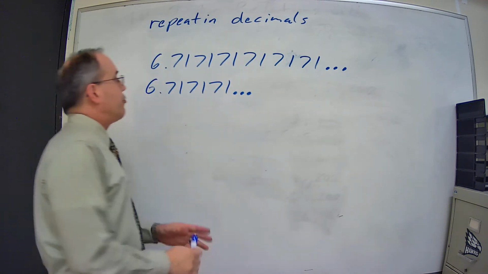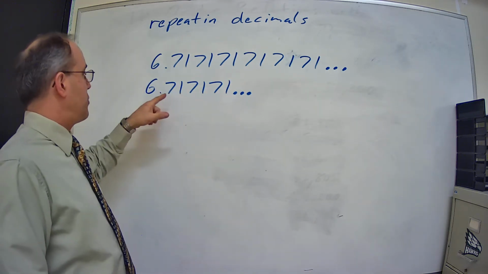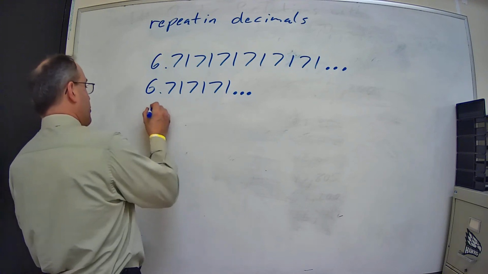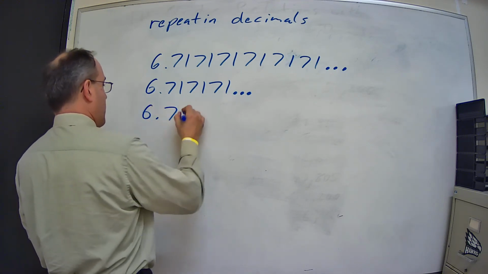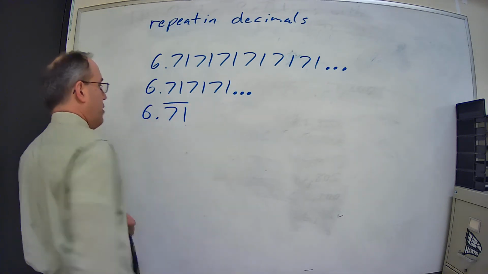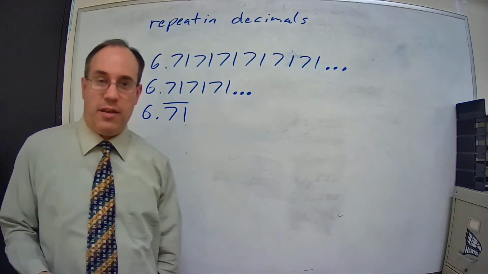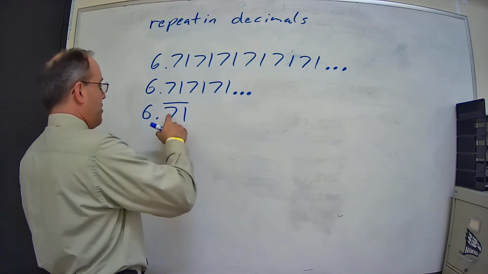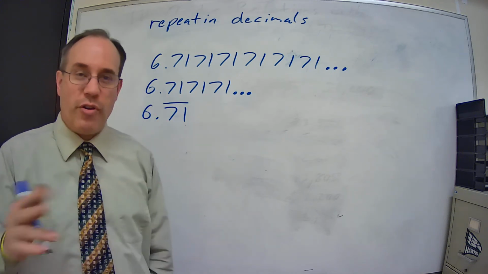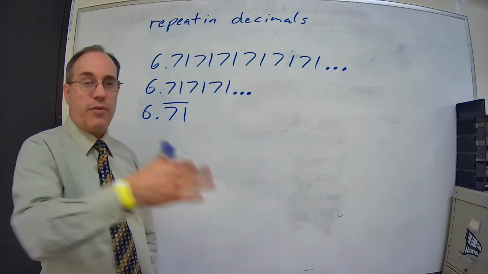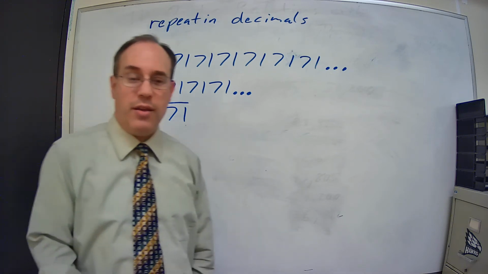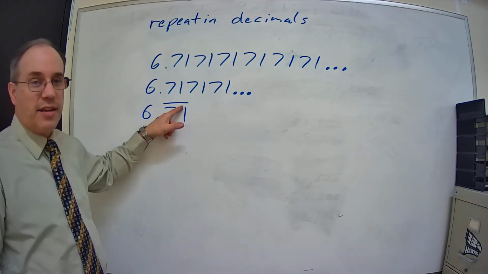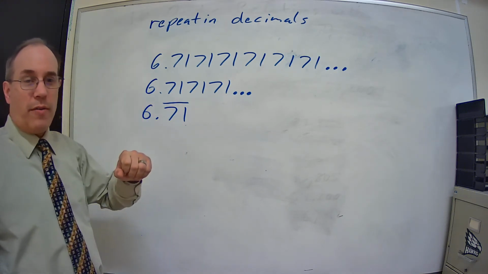Another way that you can represent these repeating digits, because we can see that 7-1 repeats over and over and over again, is you can put a bar over the repeating digits. And that bar tells me that this 7-1 repeats over and over and over again. So 7-1, 7-1, 7-1, 7-1, 7-1, 7-1. So that's another way of representing repeating numbers, and you'll see that a lot, where you just put a bar.